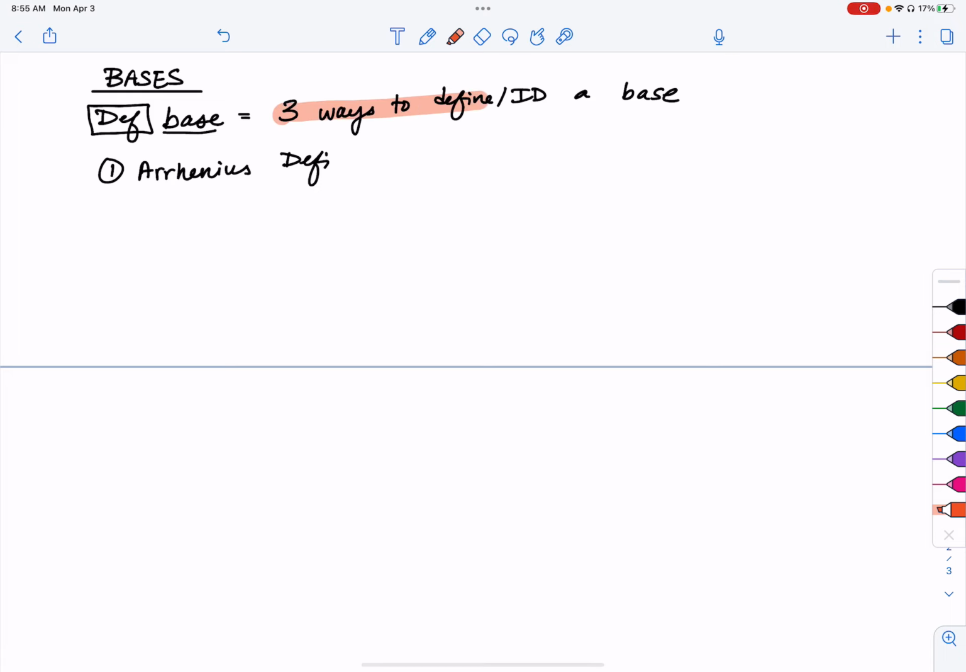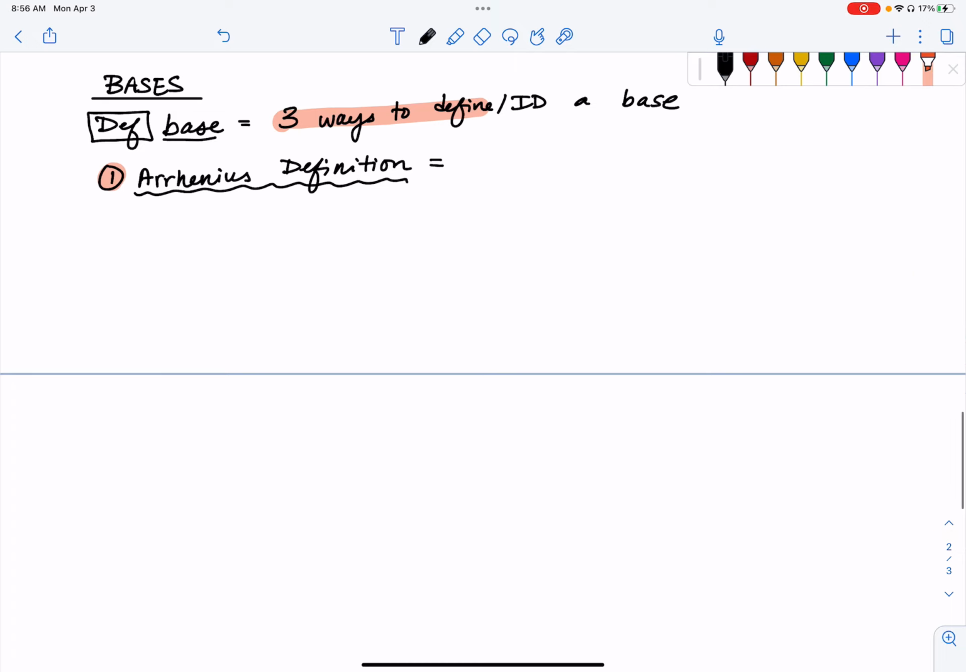We have three different ways to define or identify a base. So let's start with our first, which is our Arrhenius definition. And again, I like to think about our Arrhenius definitions of both acids and bases as describing how I could identify an acid or base just by looking at it. Like, what is it about the composition of an acid or base compound that tells me, oh, yes, this is an acid or this is a base?